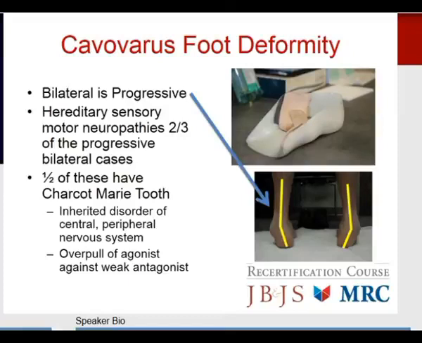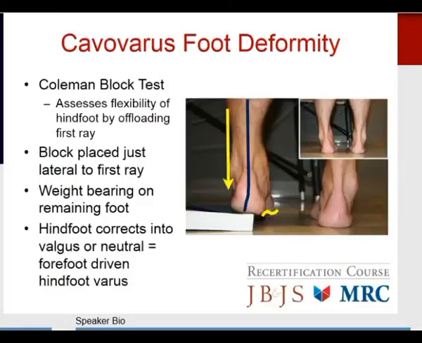Half of these patients with cavo-varus feet that are progressive have Charcot-Marie-Tooth disease. In that case, we know it's an inherited disorder of both the central and peripheral nervous system, and that overpull of an agonist against a weak antagonist causes a progressive cavo-varus deformity to develop. The Coleman block test is a great method to assess the fixed forefoot deformities that you may have. Like I said before, in cavus foot, you have that fixed translation of the forefoot or the first ray into more and more plantar flexion.